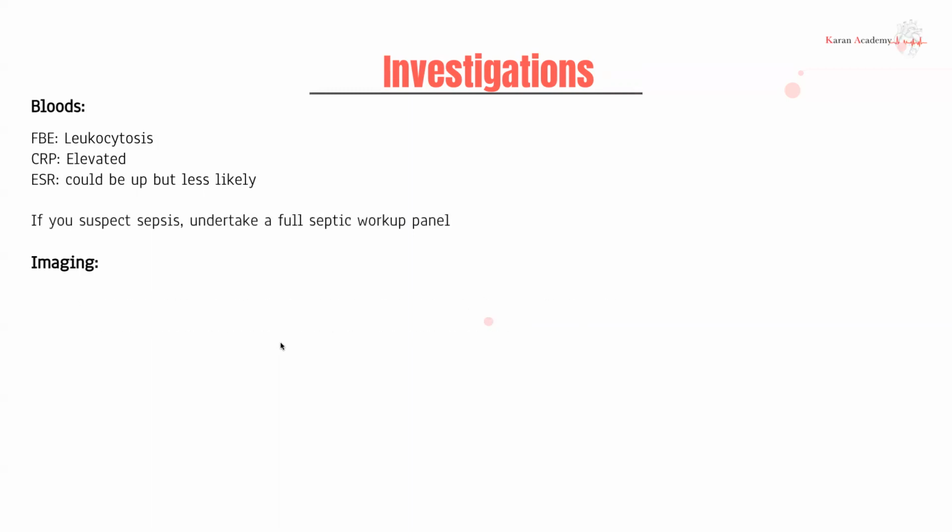In terms of investigations, you want to start off with some blood tests. And I always like to go through that as bedside investigations, blood tests, imaging. So with blood tests, you're going to have leukocytosis on an FBE. Your CRP and ESR are going to be elevated. Again, since ESR is more a marker of chronic inflammation, it is less likely to be up and more commonly seen with rheumatological stuff, but it could be. If you suspect sepsis, if you suspect the patient has had osteomyelitis which has then spread to the blood or vice versa, you should be undertaking a full septic workup.